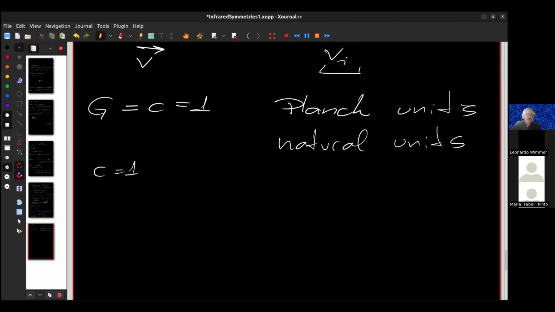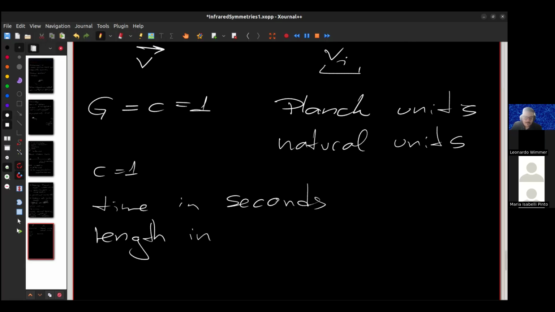This means that if I'm measuring time in seconds, then I am forcibly measuring length in light seconds. So 1 light second is the length that light travels in 1 second.